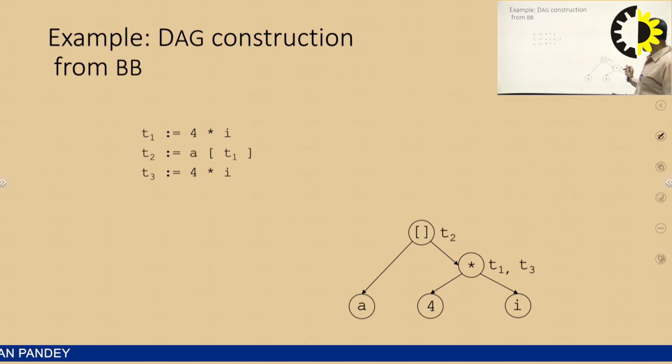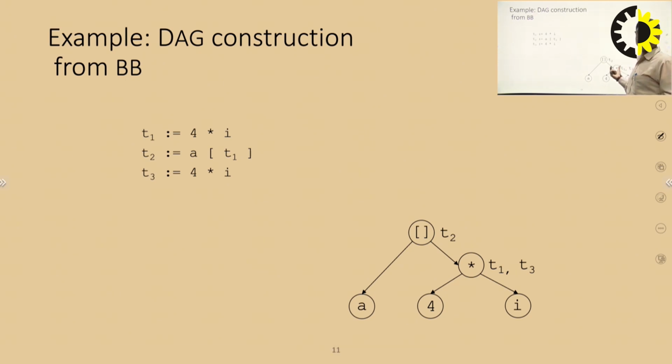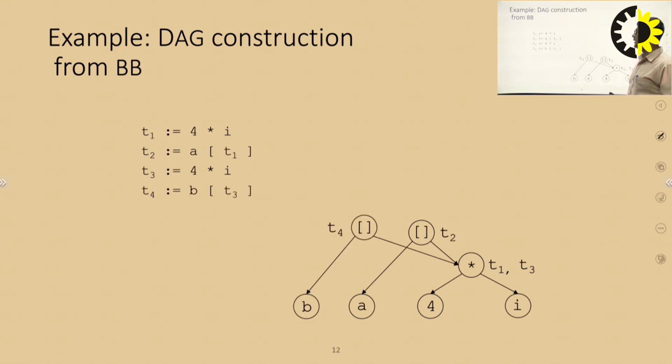Now T3 equals to 4 into I. What are we doing? We just add to that T1, because T1 has already had that value defined. So for duplicacy, we have to put this additional variable into it. And then again T4 equals to B into T3. So you will see that T4 is defined.